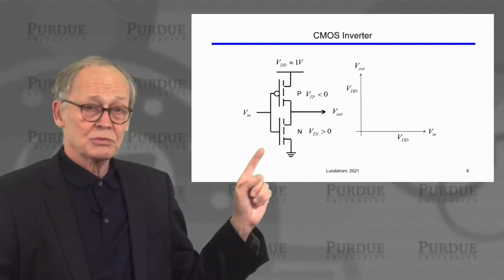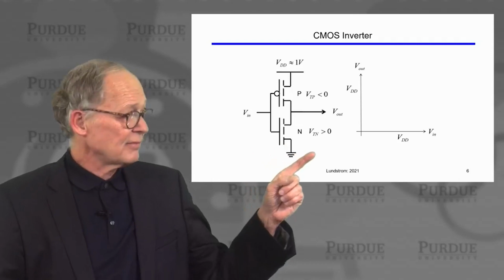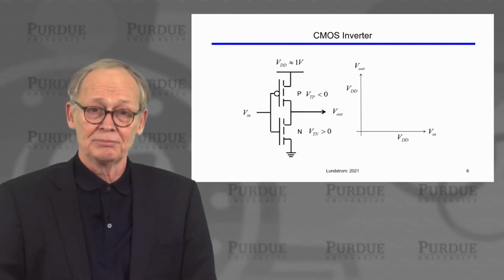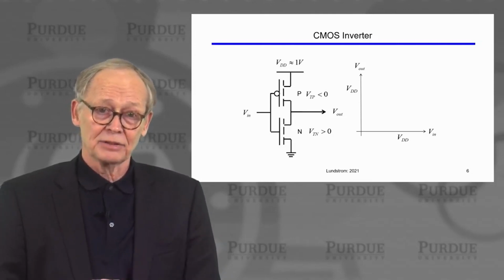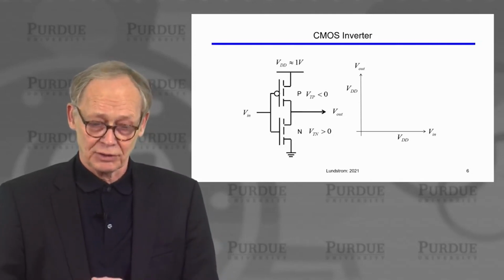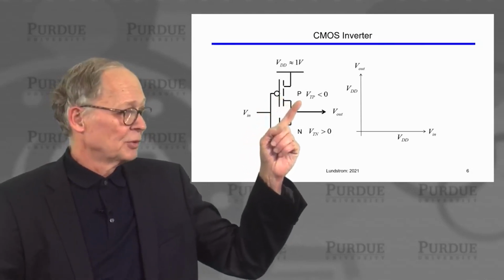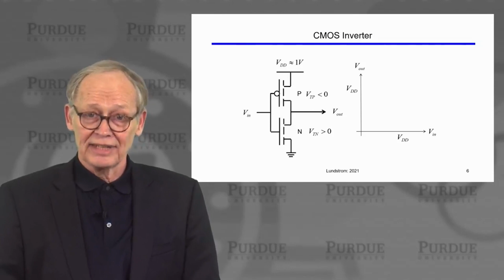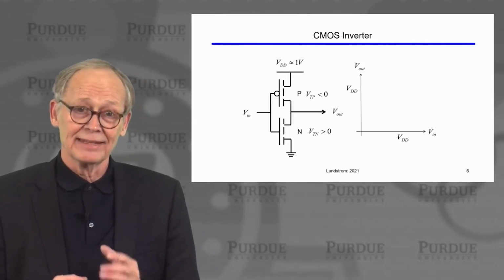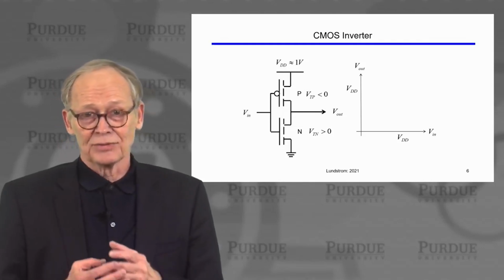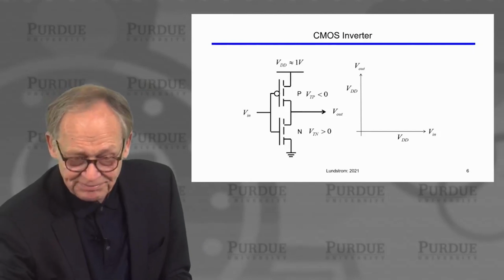There are two transistors here. There is an N-channel transistor for which the threshold voltage is positive. We need to have a gate to source voltage more positive than the threshold voltage for current to flow. And there is a PMOS transistor for which the threshold voltage is negative. The gate to source voltage needs to be more negative than the negative threshold voltage in order for significant current to flow in the PMOS transistor.